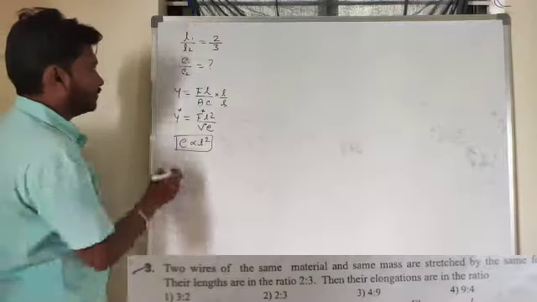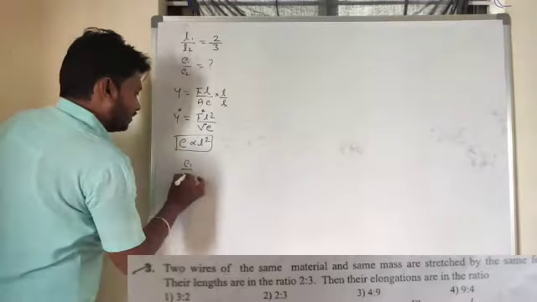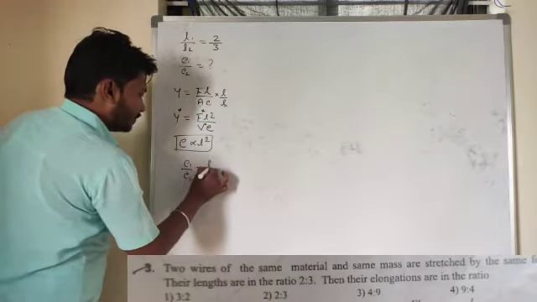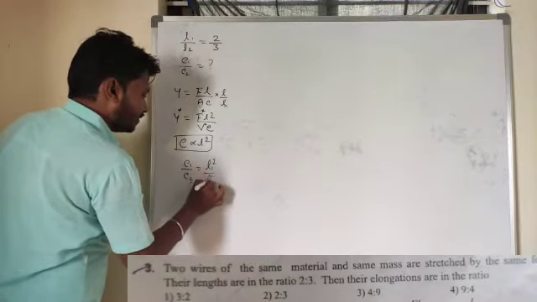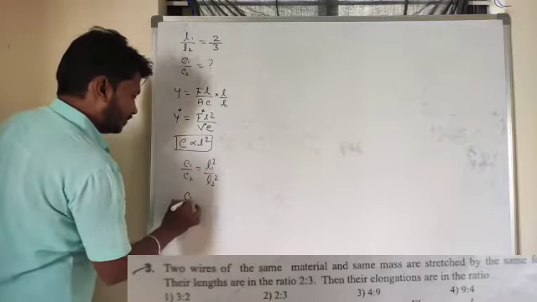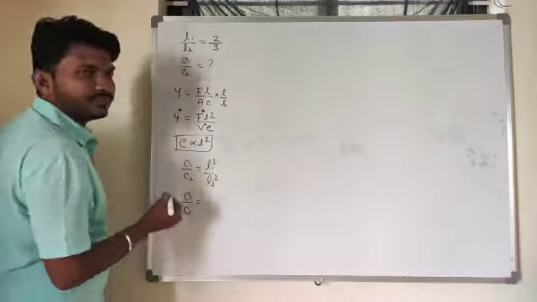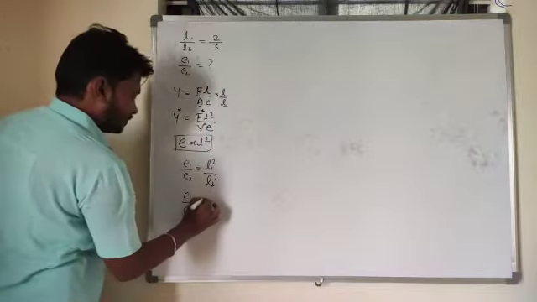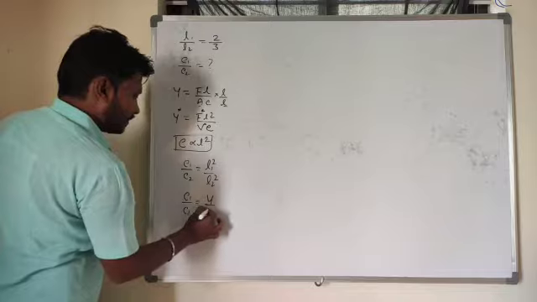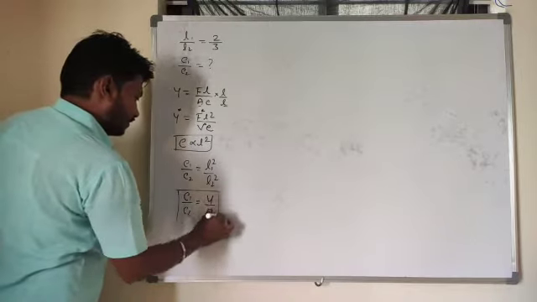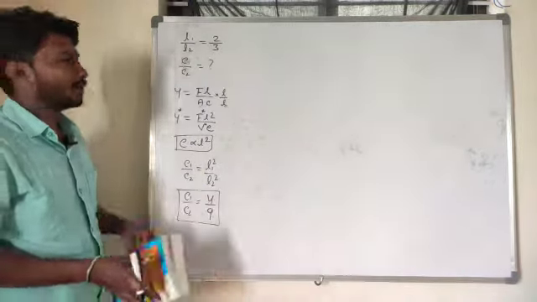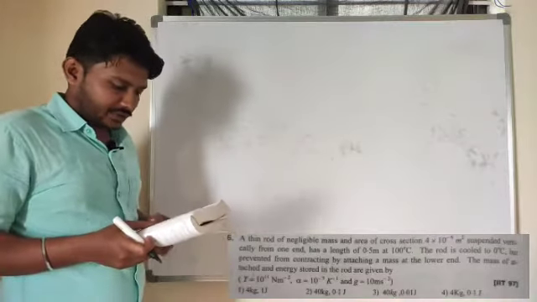So already we know this equation. So E1 by E2 is equal to what? L1 square divided by L2 square. Then what will be our answer? L1 square means what? 2 square is 4, 3 square is 9. Elongation in terms of ratio is 4:9. Okay, so we'll read out the next question here.